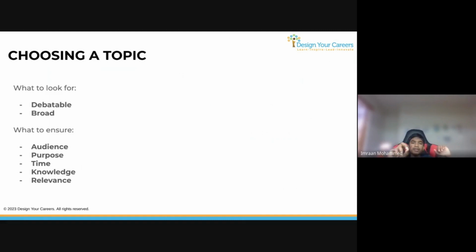So, choosing a topic. When you're choosing a topic, you want that topic to be debatable and broad. If you have a broad topic, it's going to allow you to elaborate on the topic and maybe get into certain specific points on the topic. You don't want it to be too broad, but it also can't be too specific. You can have a broad topic per se, and then you can get into the specifics in your speech. So you don't want to limit yourself to the specifics when you're writing your speech.